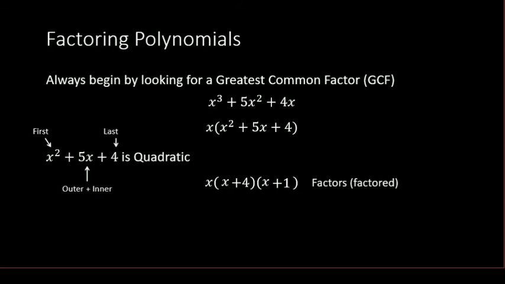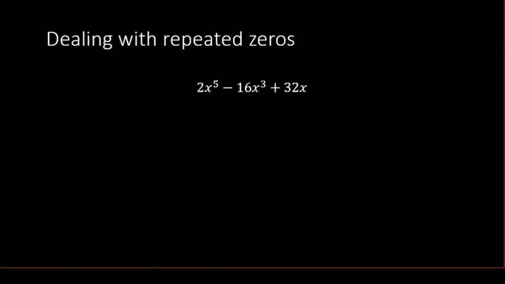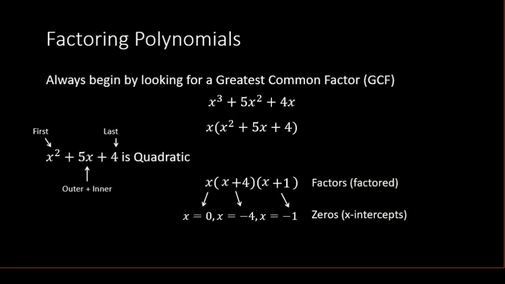Normally when we factor, what we're actually looking for are zeros, or the x-intercepts of the graph. Hopefully you remember that each factor corresponds with one zero. So the x in front, to make that one 0, you'd stick in 0. x plus 4 has the zero x equals negative 4. And x plus 1 has the zero x equals negative 1. So what that means for our graph is that those are going to be the x-intercepts. Right. Dealing with repeated zeros is next.